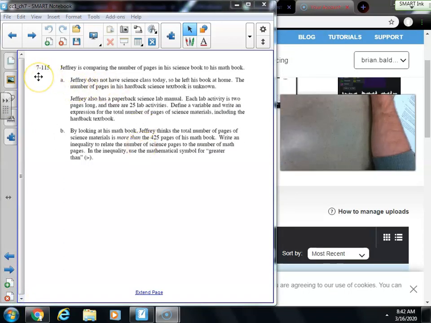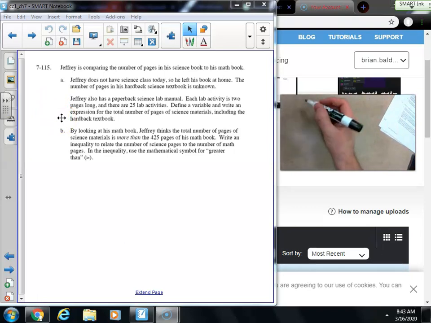Question 115. Jeffrey is comparing the number of pages in his science book to his math book. Letter A. Jeffrey does not have science class today, so he left his book at home. The number of pages in his hardback science textbook is unknown. Jeffrey also has a paperback science lab manual. Each lab activity is 2 pages long, and there are 25 different lab activities. Define a variable and write an expression for the total number of pages of science materials, including the hardback textbook.